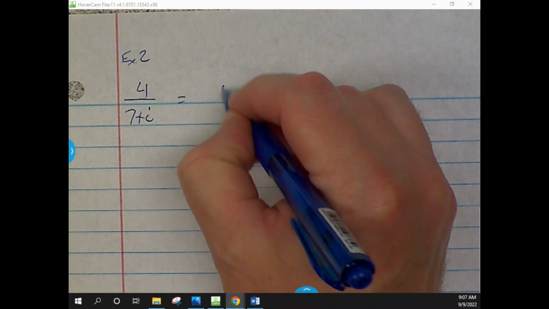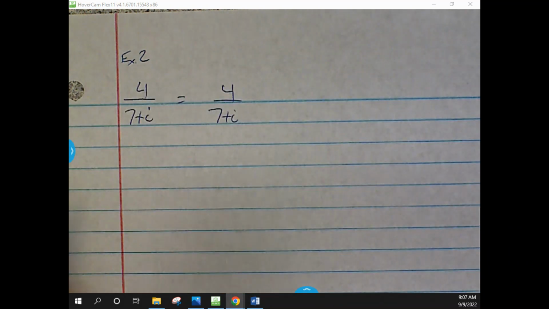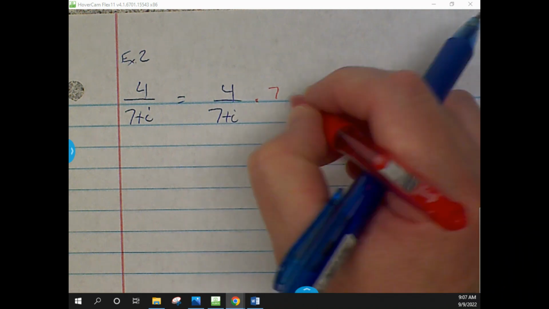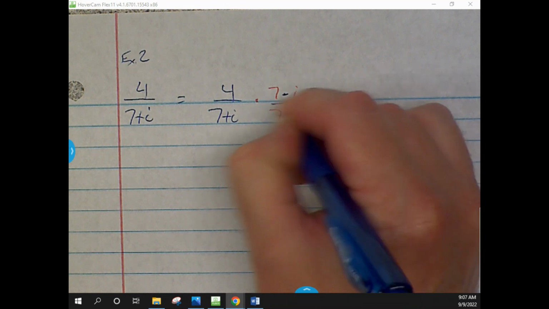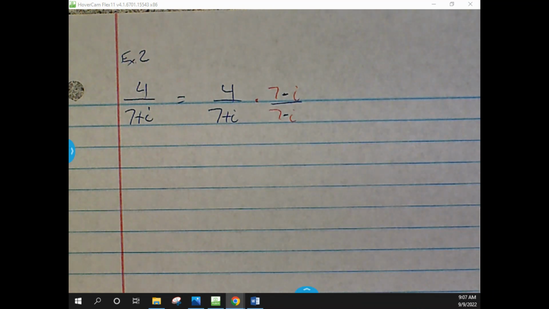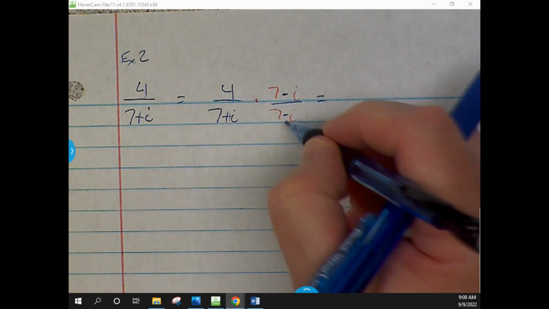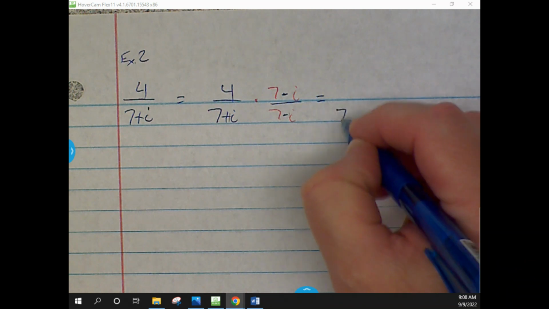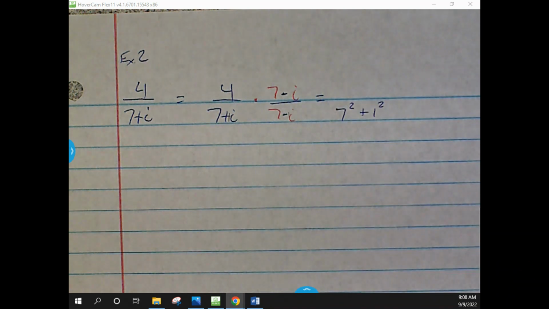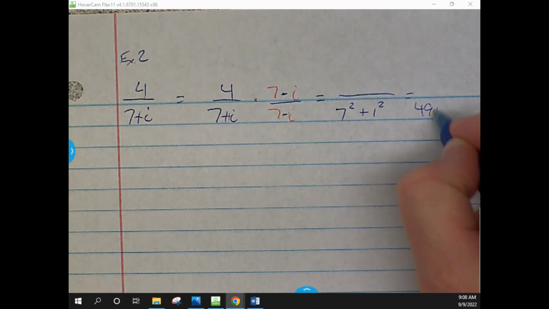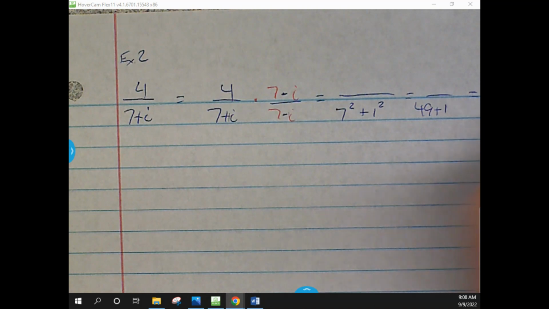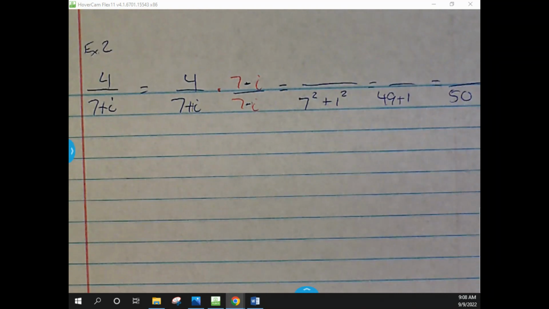Okay, so what we're going to do, again, we've got the complex numbers on the bottom, so we're going to multiply it by 7 minus i. And again, technically that's 1i that's here. So if you do the shortcut, it's the first number squared plus the second number squared. So that's 49 plus 1. So the denominator is going to be 50. And you can't see that because it's off the edge of the screen. There we go.